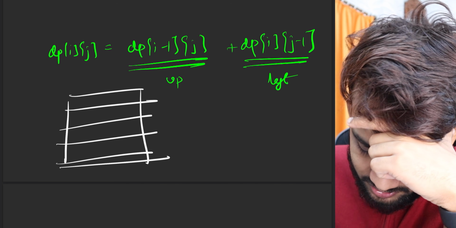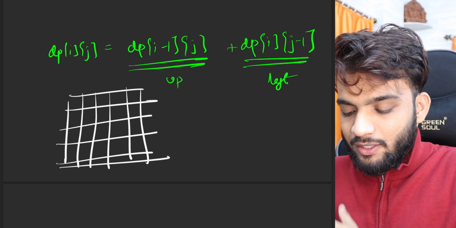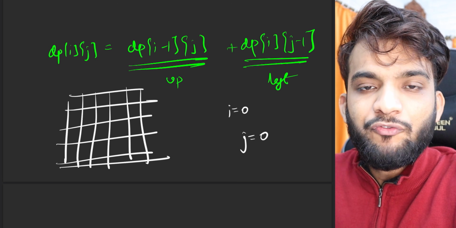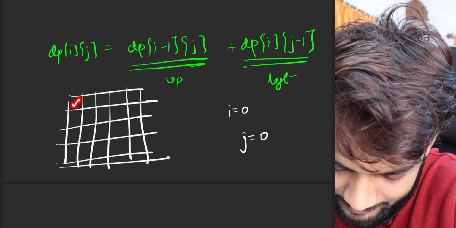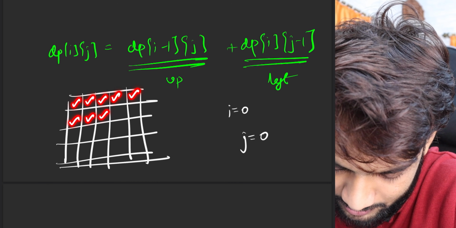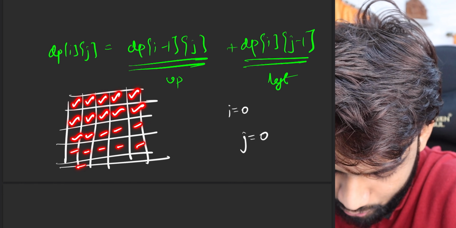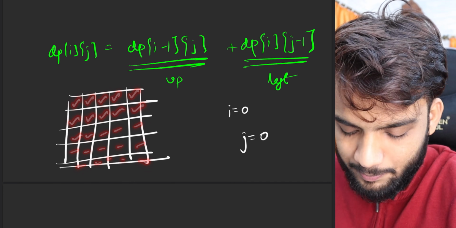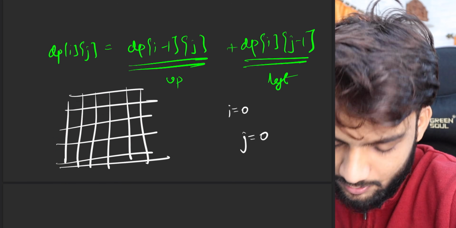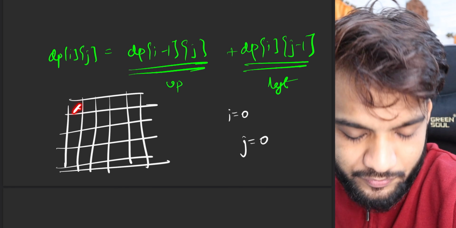If this is the matrix in the DP array, how is the for loop running? The for loop runs with i and j, so first it will go here, then here, then here, and so on. The for loop basically goes in this way and fills up the DP array. And we know this value for sure, which is 1.